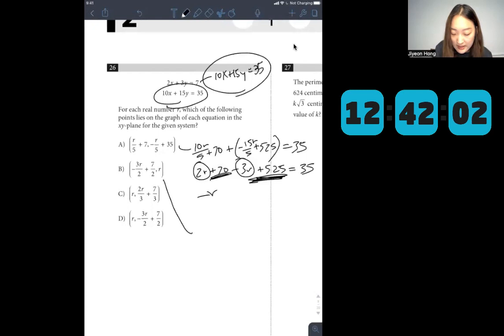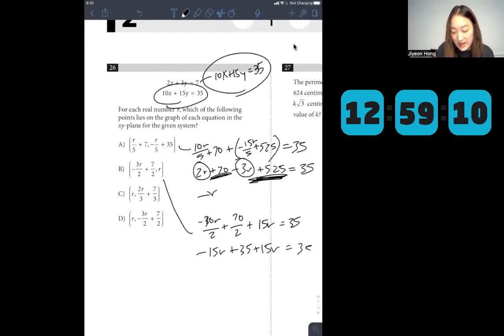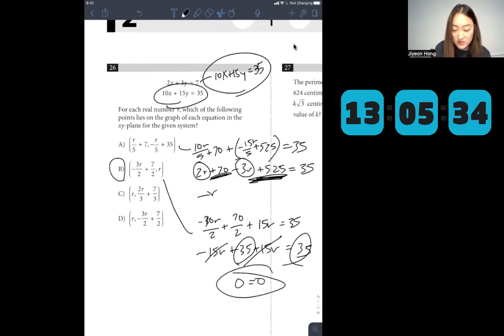And so we're going to get 10 negative 30r/2 plus 70/2 plus 15r is equal to 35. And we get negative 15r plus 35 plus 15r is equal to 35. And so these cancel out, and we get 35 and 35. That also cancels out. So 0 equals 0, meaning that B is our answer choice.